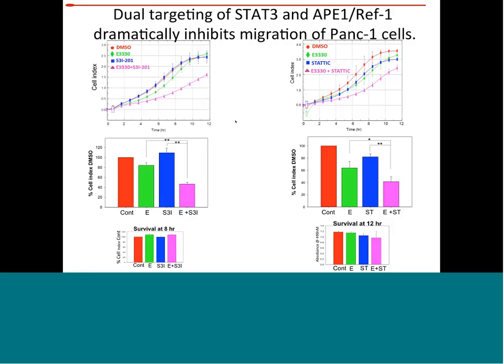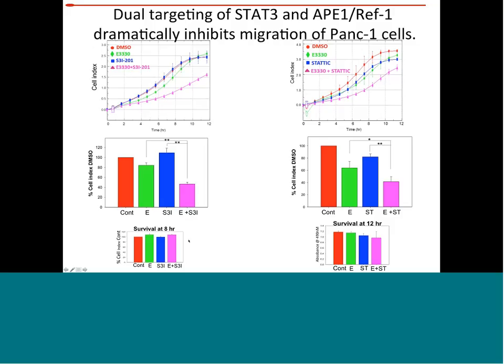So I just got through showing you all this wonderful data about how if you dual target these two, you kill the cells. And so we were afraid that somebody might say, well, of course they're not migrating because they're dead. So we actually used one set. We used 2 cradles to look at migration and 1 cradle to look at proliferation using the xCELLigence system. And actually at 8 hours, the dual targeting approach has not killed them yet.